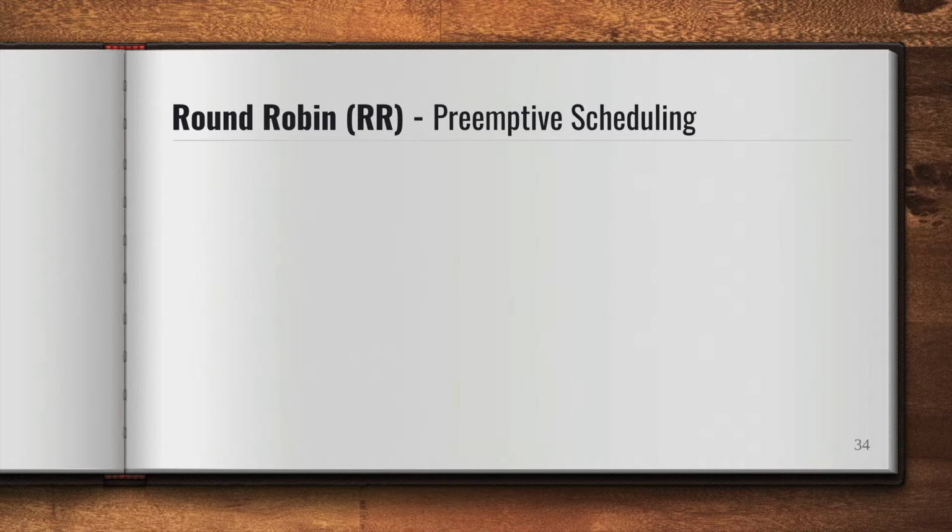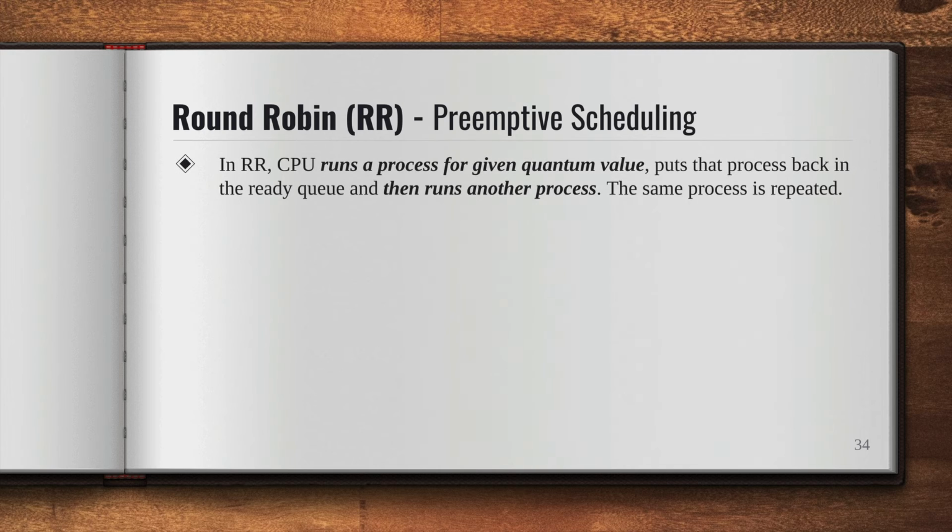So what is the round-robin method? Well, in round-robin, the CPU runs a process for a given quantum. When you get a question in the examination, they will give you a quantum, let's say 2. So the CPU runs a process for a given quantum value, let's say 2 units, and then it puts that process back in the ready queue and runs another process.